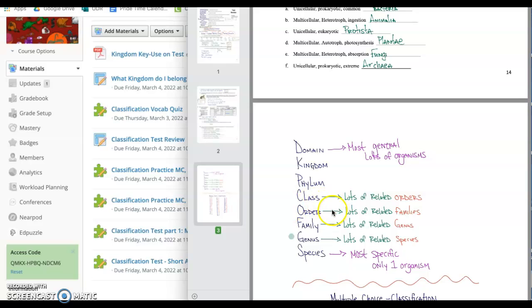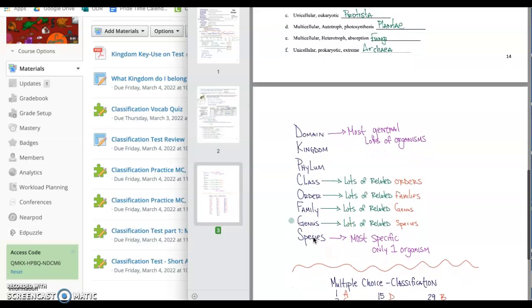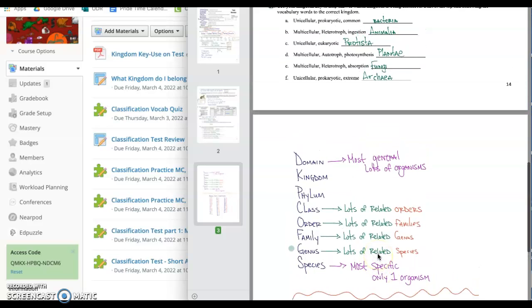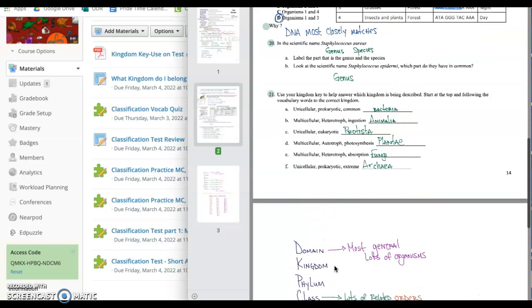And then when you get down to order, it shows that a lot of the families are related. Once you get to family, it shows all the genuses are related. And then the genus shows the species that are related. When you get to species, you've gotten down to one specific organism. So you cannot repeat a scientific name from one species to another because each one has their own.